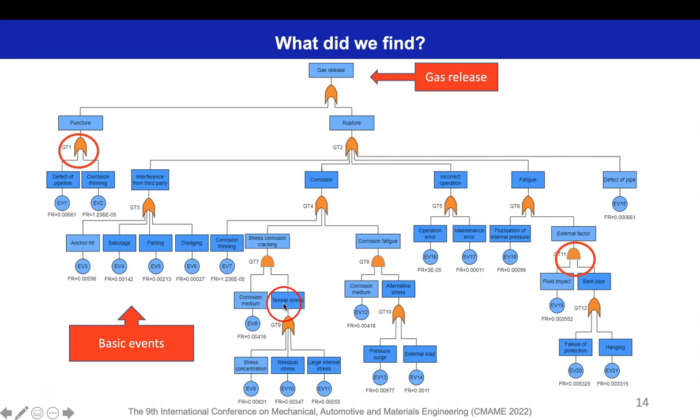So now this tensile strength, as we can see, is indicated as an intermediate event, but once we find out its probability, this probability and the combination of the corrosion medium give us the top event probability, because they are linked to the AND gate, and in the AND gate I need to multiply the probabilities of these two events. This is how we calculate the probability of our gas release.